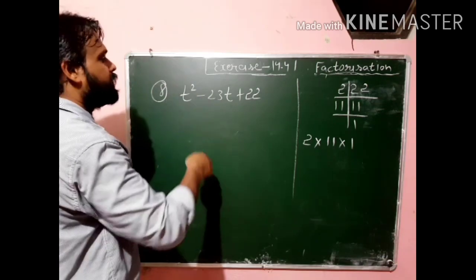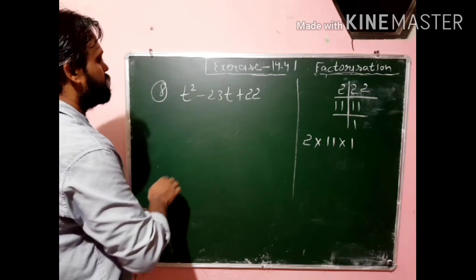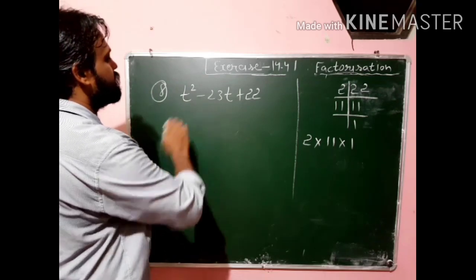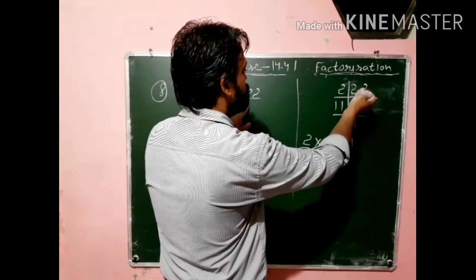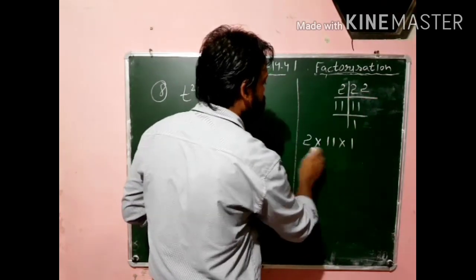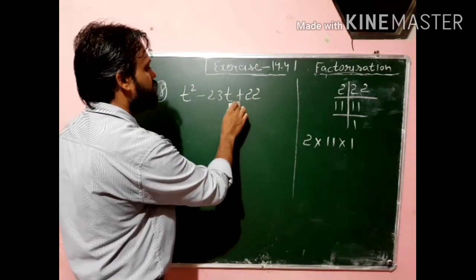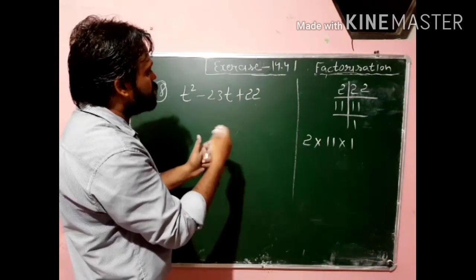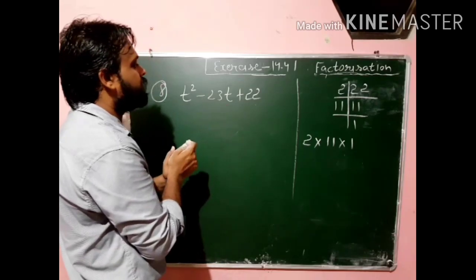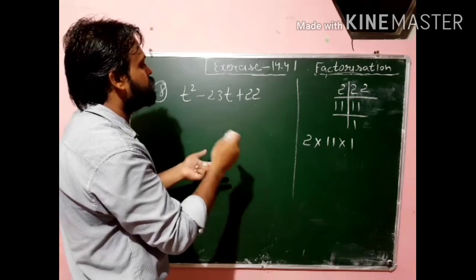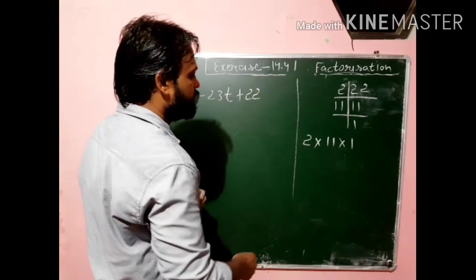Okay, in all the parts we have to apply the same steps, and then we can find the factors of the polynomial. So now you can see here also t square minus 20t plus 22 is given to us. Now I find the factors of 22 this way. So I got these factors: 2 into 11 into 1. Now you have to see here again there is a plus sign. It means this time we have to add the terms, meaning we have to split this 23 in such a way that the sum of the terms is equal to 23, and of course the multiplication should be equal to 22.